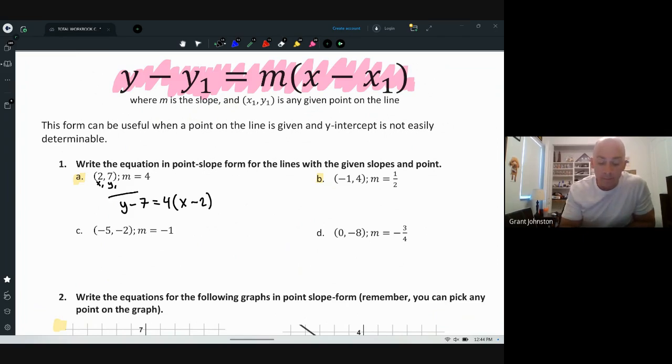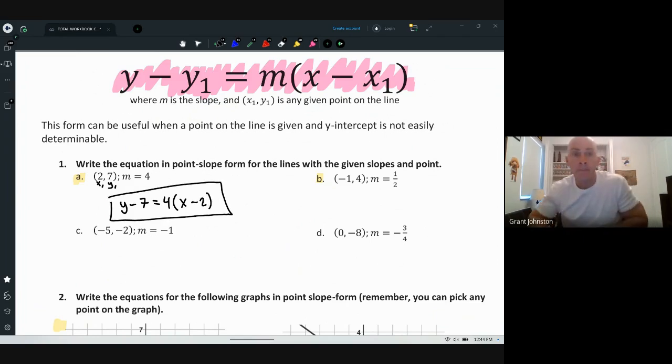So that's it. That is the equation written in point slope form. If you're given a point and you're given a slope, you can write the equation in point slope form. Simple as that.